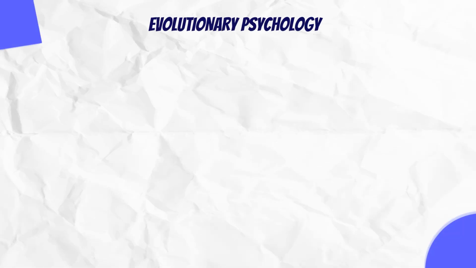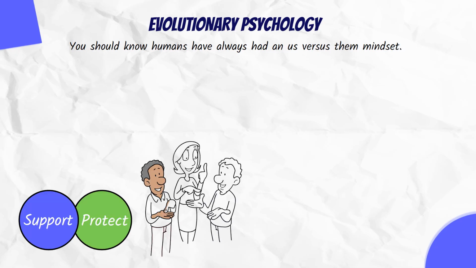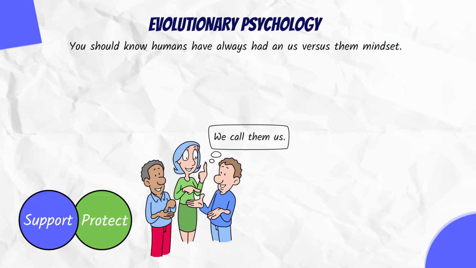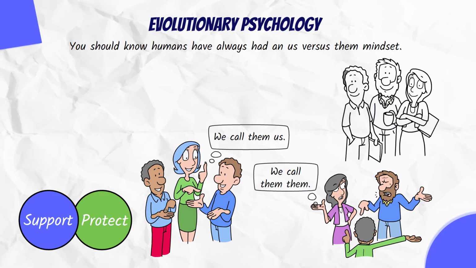So let's go back to the idea of evolutionary psychology. You should know humans have always had an us versus them mindset. They support and protect the members of their own group. We call them us, while pushing away the people from the other group. We call them them. Even if we don't know someone in our own group, we're still likely to support them because they're part of the us group.